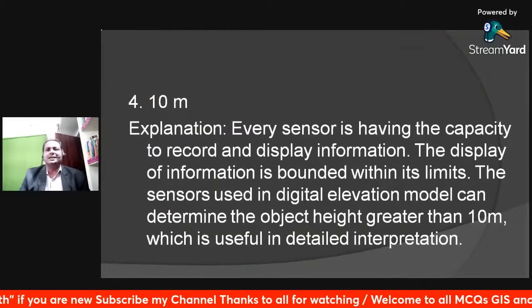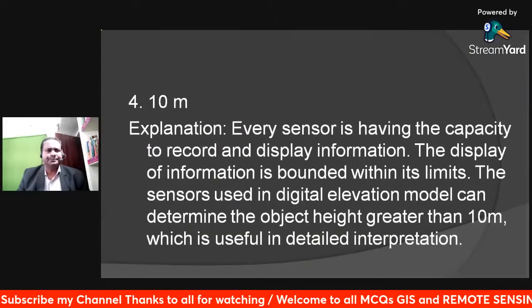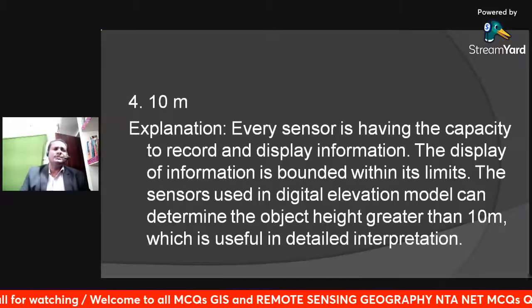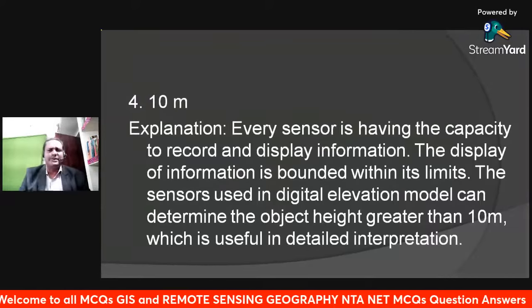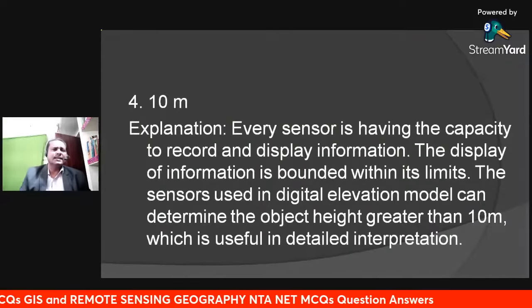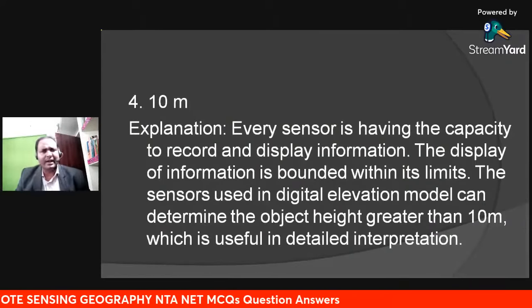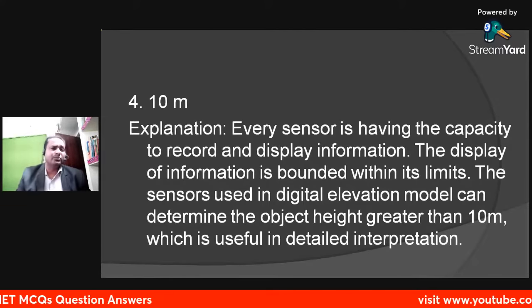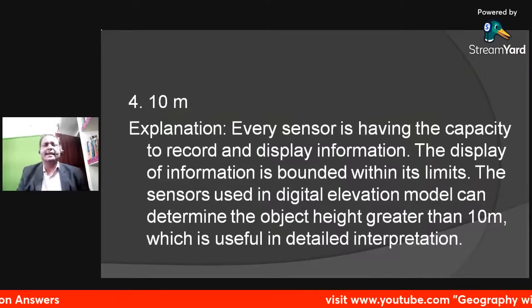Every sensor has the capacity to record and display information, and the display of information is bounded within limits. The sensor used in the digital elevation model can determine object height greater than 10 meters, which is useful for detailed interpretation.